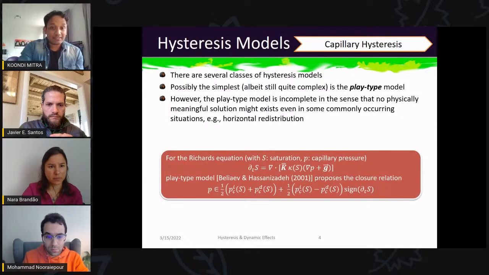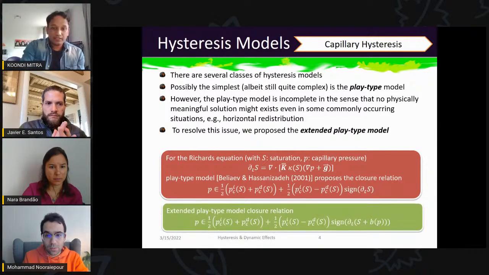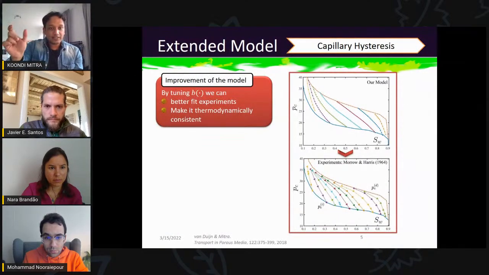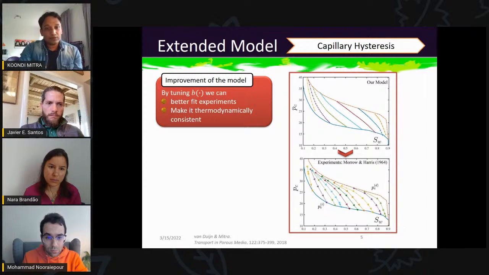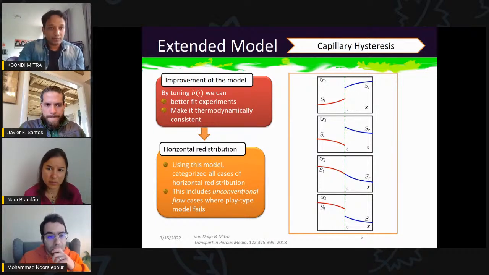So there was a need to extend this model, which we did by proposing the extended plate type model, where we use this expression to relate pressure and S. So instead of a time derivative of saturation, it has the time derivative of saturation plus a function B of the pressure. And then we showed that by tuning this function B, we could actually make the scanning curves look much more like the experimentally obtained scanning curves. And we can also further make it thermodynamically consistent, in the sense that entropy will be increasing. Now we can use this extended model to cover all cases of horizontal redistribution, including the unconventional flow cases, which could not be modeled by plate type hysteresis.